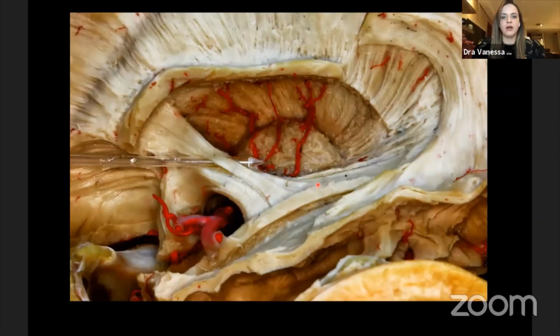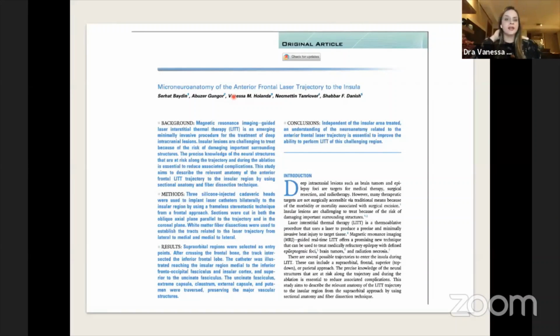Then when we go deeper, we have the GPE, or globus pallidus externus, and we can also see these deep arteries. I really like this dissection. Dr. Seha did a great dissection here. So here we have the lenticulostriate arteries. You can see all these dissections in this article that I really recommend you read to better understand this neuroanatomy.